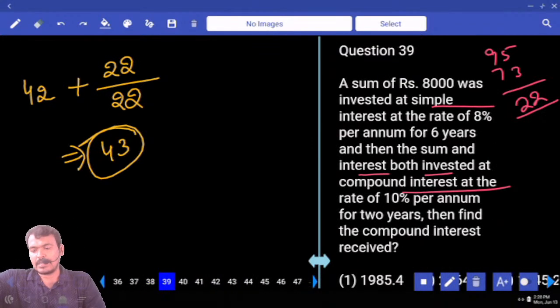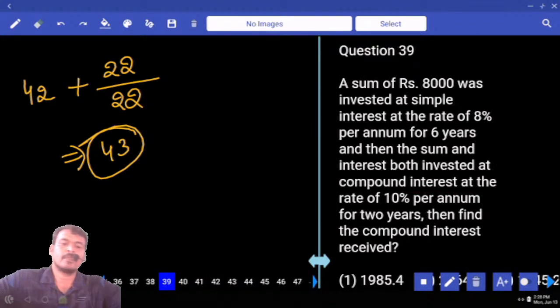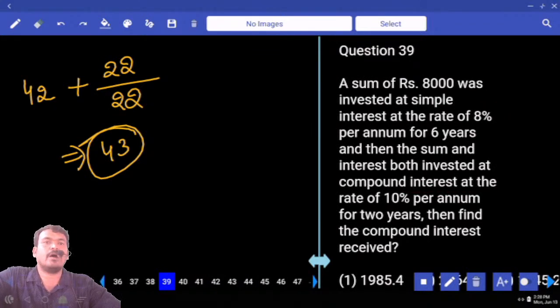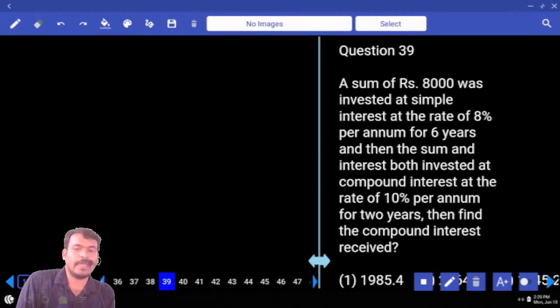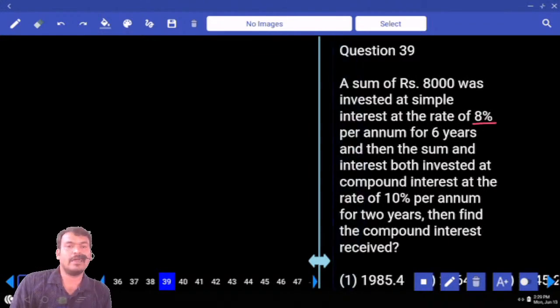Next question number 39. A sum of 8,000 was invested at simple interest at the rate of 8% per annum for 6 years, and then the sum and interest both were invested at compound interest at the rate of 10% per annum for 2 years. Then find the compound interest received. First case, what is the investment value? 8,000. Rate of percent is 8%. Time period is 6 years.